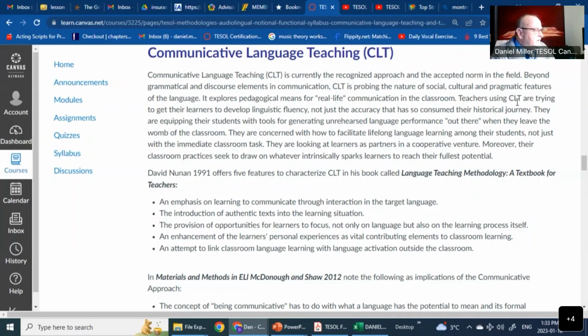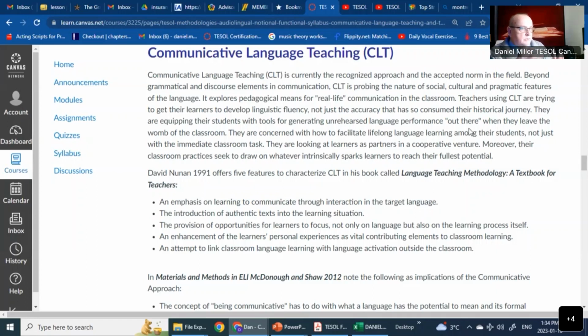So teachers using CLT are trying to get their learners to develop linguistic fluency, not just the accuracy that has so consumed their historical journey. They're equipping their students with tools for generating unrehearsed language performance out there, meaning outside of the classroom, when they leave the womb of the classroom. And this is, I believe, what Zara was referring to a few moments ago when she mentioned that the ALM method was not allowing the students to learn how to create new thinking processes.